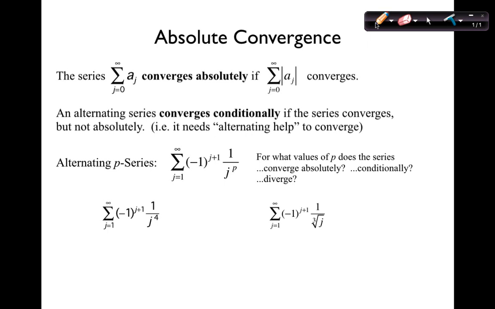So we look at this. If we put absolute values around this, then it would be 1 over j to the 4th, which converges since p is greater than 1. Therefore, what's the conclusion then? Absolute, conditional, or diverge? Absolute. Converges absolutely.